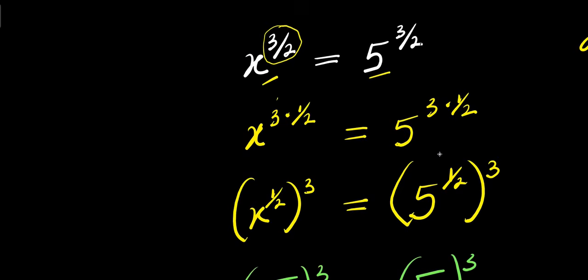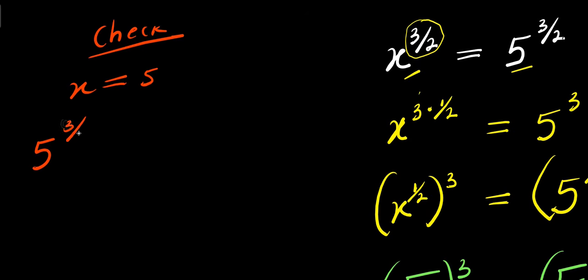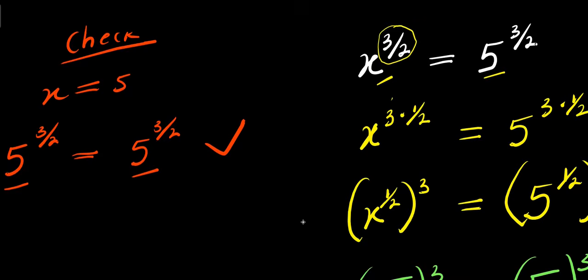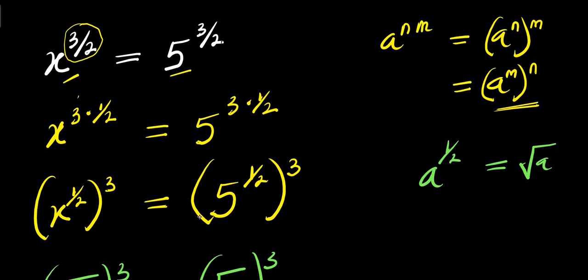Now, the next thing we are going to do will be to check. We can check for the value of x. Our x equals 5. We can check by inserting this particular value for x. So we have 5 power 3 over 2 equals 5 power 3 over 2. So this side and this side are the same. So that means that solution is correct. So that is how you can solve this exponential problem. So that is it. Thank you and goodbye.